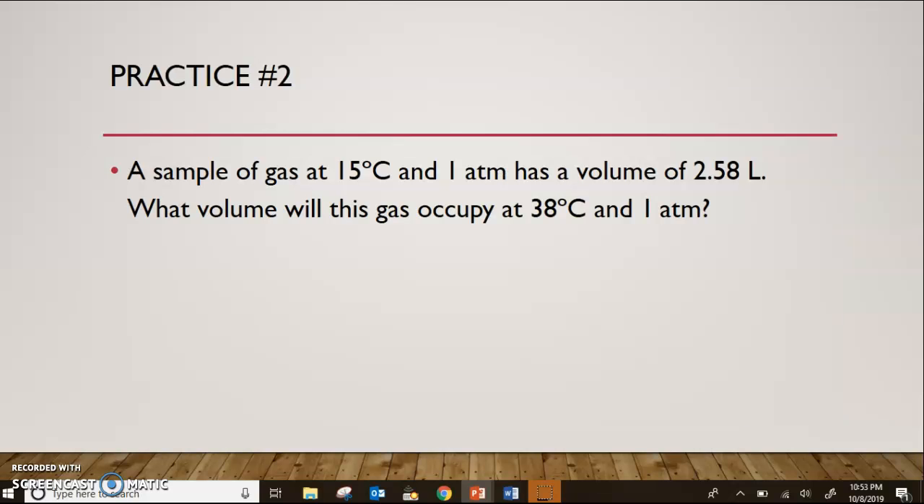Again, here's another set of practice. Go ahead and try it out, and then check it out with your neighbor. Notice that my temperatures here are in Celsius. You will have to convert those to Kelvin.